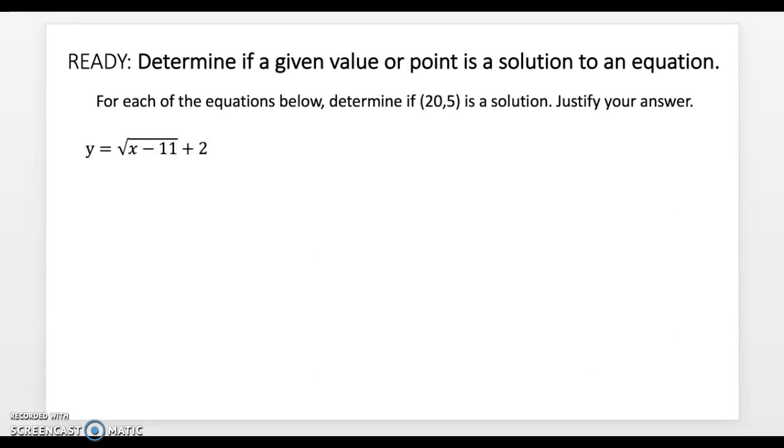Then we're going to be given a point and an equation and asked to determine if the point is a solution. So this time we have two variables that we have to plug in, an x and a y. So we're going to plug in our x to the x value, so 20 goes in where the x is, and 5 to our y value, so 5 replaces the y. And then we just solve just like we did to see if each side is the same. So I get 5 equals the square root of 9 plus 2, and so 5 equals 3 plus 2, and so therefore I can say yes, (20, 5) is a solution to this problem because 5 equals 5 once I plug them in.